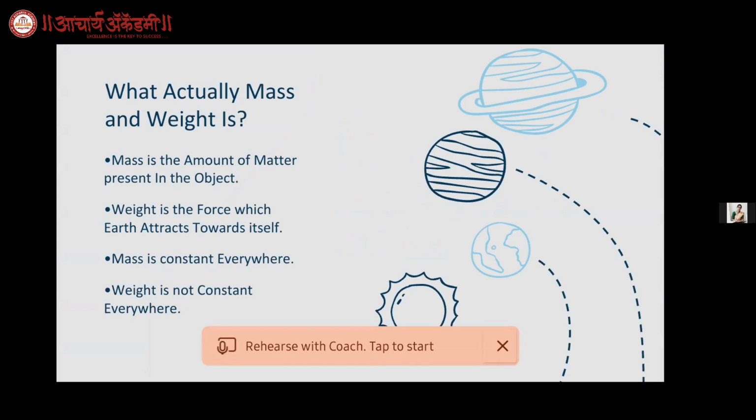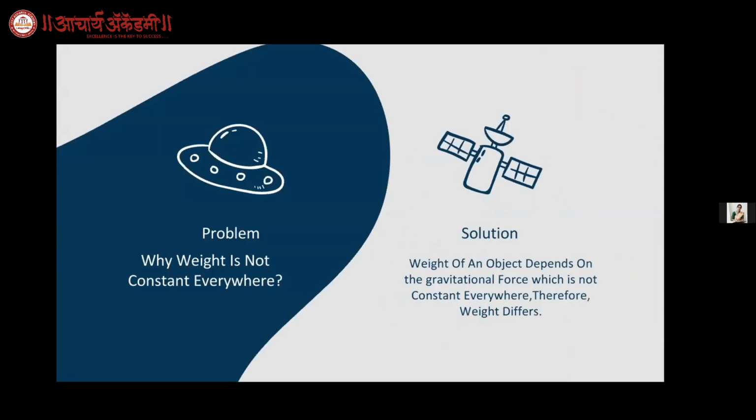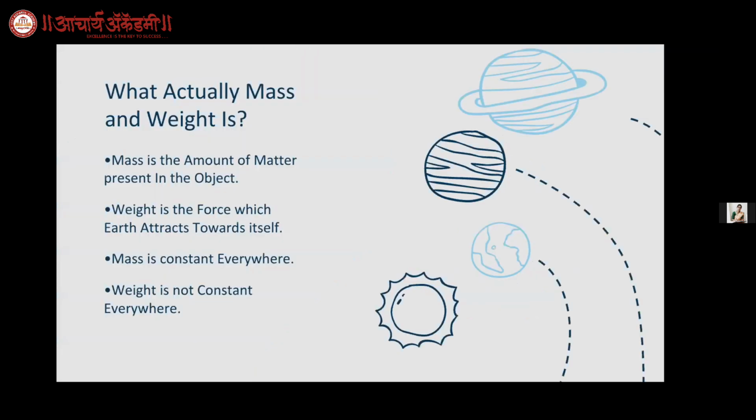So the problem is that weight is not constant everywhere, and the solution to this problem is the gravitational force, which is not constant everywhere. Therefore, the weight differs. As we all know, gravitational force is the force which attracts any two objects. So this weight will not be constant everywhere, but when it comes to mass, at every corner of the universe, wherever you go, your mass will remain constant.